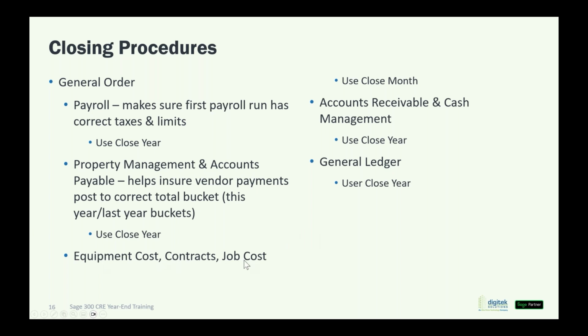Equipment costs, contracts, job costs, accounts receivable, cash management, they use a close year, and then you have your general ledger. So order of sequence is really your general ledger is the last thing I close at the end of the year. All the other applications, if I've got a close year, I'm going to close it. I'm not waiting for GL close year. I'm closing those years so I can roll accumulator buckets, open up the correct year so I get the right numbers totally.